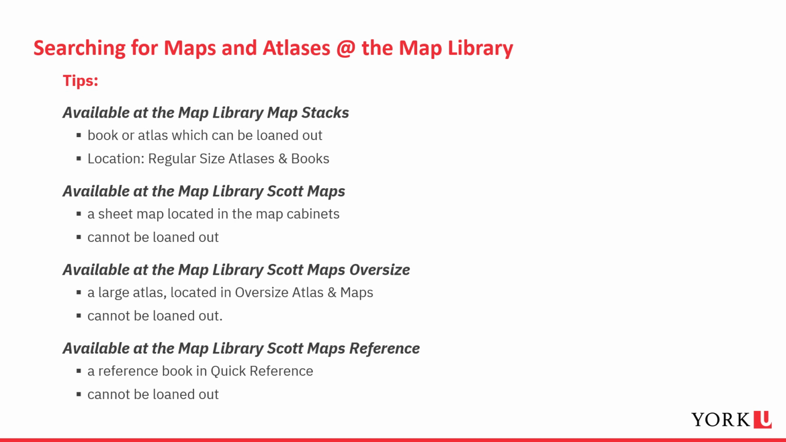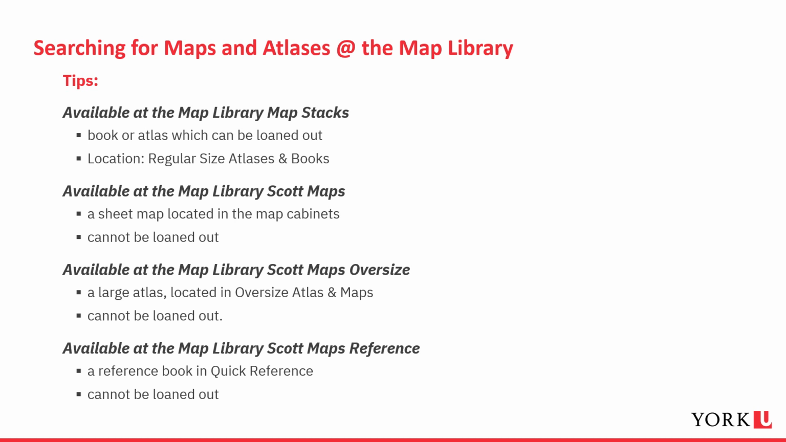When searching for map library materials, be aware of the different designations for collection items. Available at the map library MapStacks is a book or atlas which can be loaned out. These are found in the bookshelves behind the map cabinets. Available at the map library Scott Maps. This is a sheet map located in the map cabinets. It cannot be loaned out.